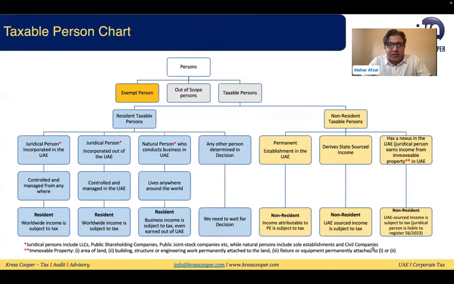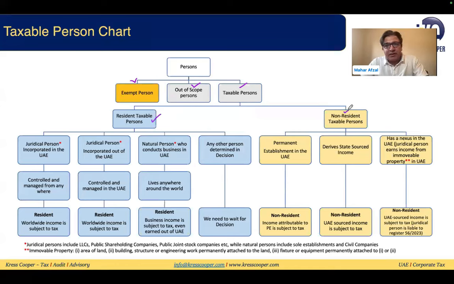I'm going through this quickly because we have already discussed these things many times. I have presented this slide, and I am going to present it one more time. The person can be an exempt person, an out of scope person, or a taxable person. A taxable person can be a resident taxable person, or a non-resident taxable person as well.